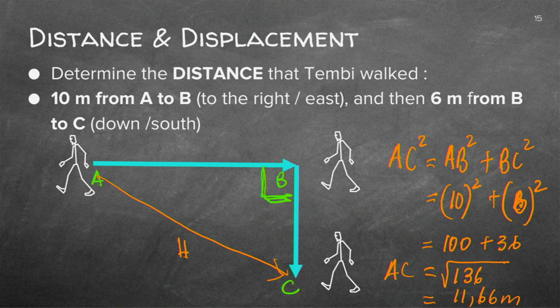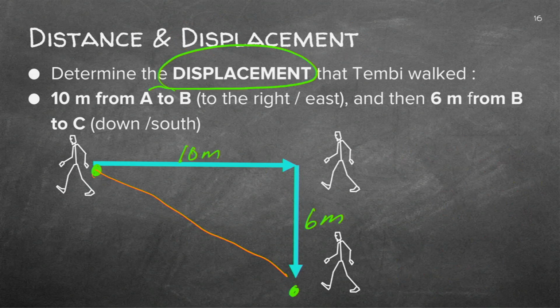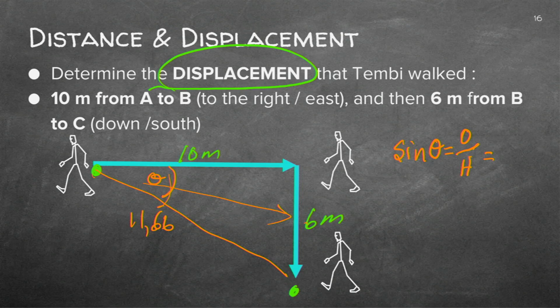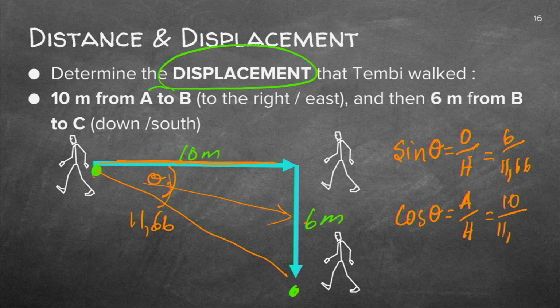No, it's not, because displacement is a vector. So let's have a look. I already defined that as 11.66. I need to find that angle. And I'm not going to do all of the calculations now, but you can use sine, which is opposite over hypotenuse, which will be opposite to that angle, 6 over 11.66. Or cos, which will be adjacent over hypotenuse. This is adjacent to that angle, so it's 10 over the 11.66.